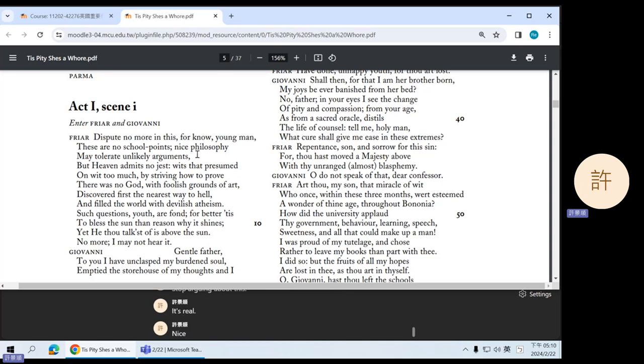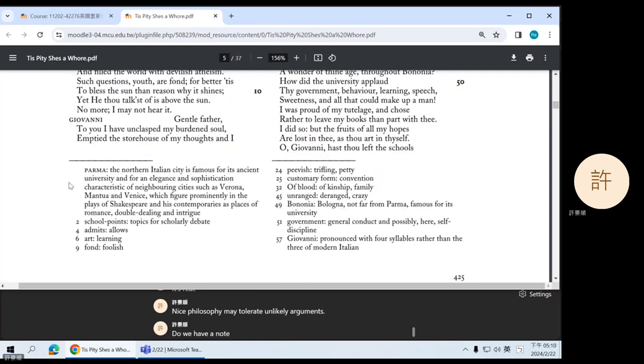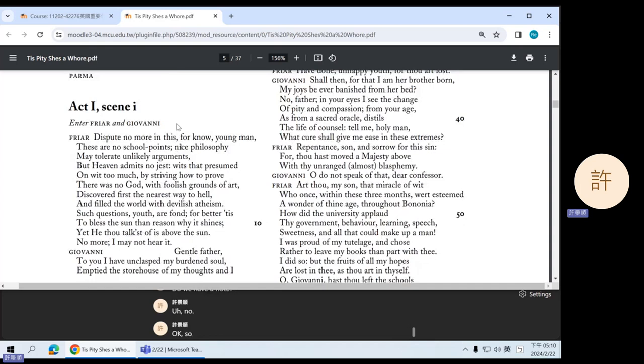Nice philosophy may tolerate unlikely arguments. Do we have a note? No. Okay, so nice means careful. It's a bad word. In Chinese, we say 吹毛求疵. That's what nice means. Too careful. In English, in modern English, we say splitting hairs, 切头发, which means like you cut through the middle of a long piece of hair, vertically, 垂直的切. So like it's very small details. 钻牛角尖. 不是吹毛求疵,钻牛角尖. Sorry.